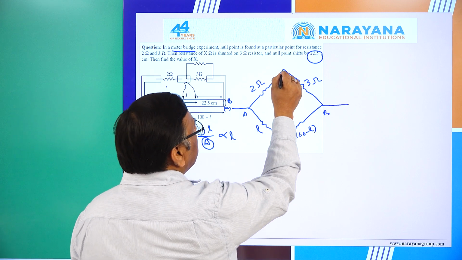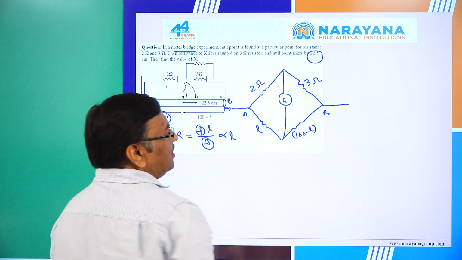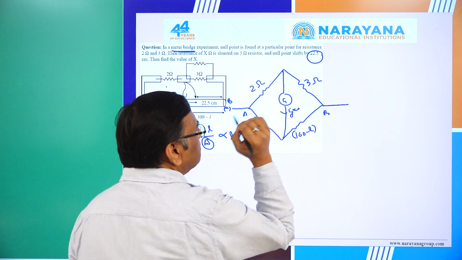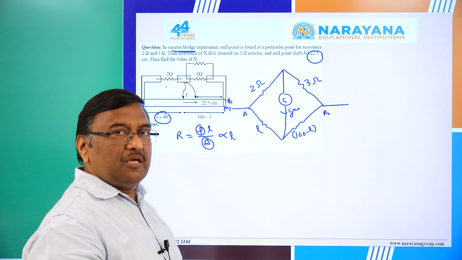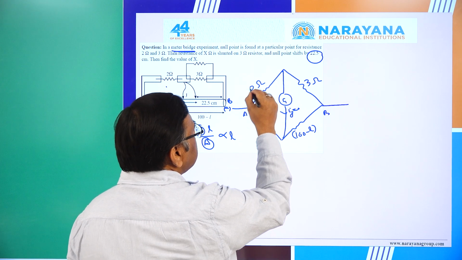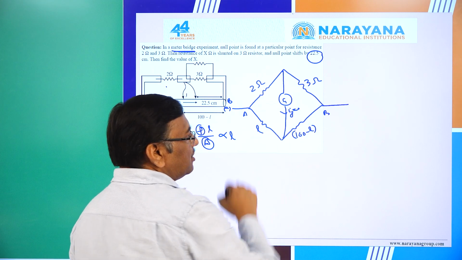Now if I put a galvanometer in between, it is showing null deflection. That means the current here is going to be 0. The moment the current here is 0, these 2 points are at the same potential. If you do a bit of theory over there, you know very well that if I write this 2 ohm and this, the resistance upon this is going to be this divided by this.